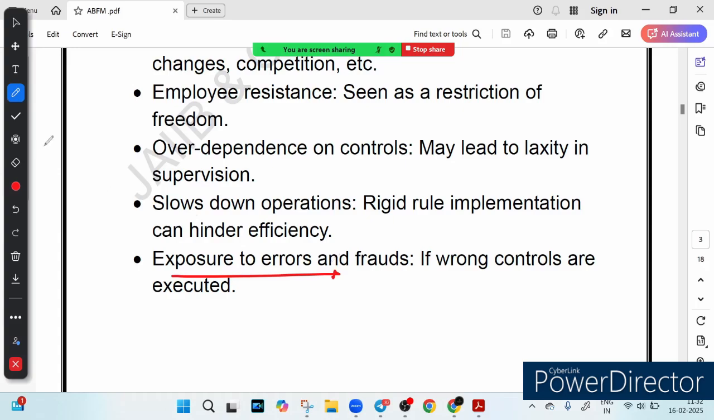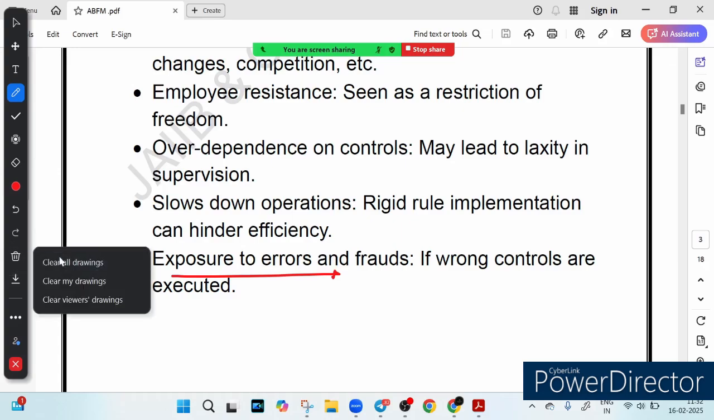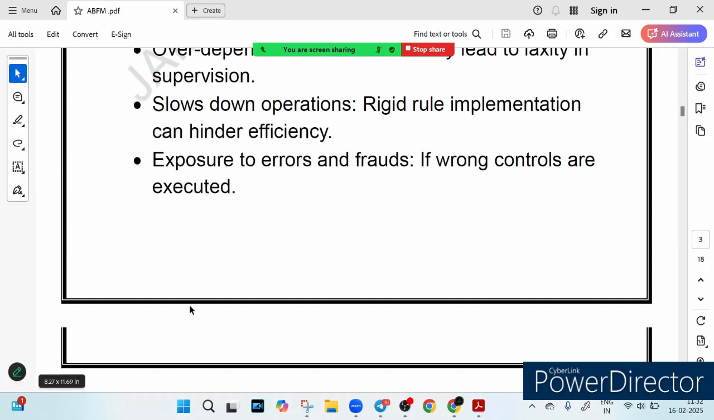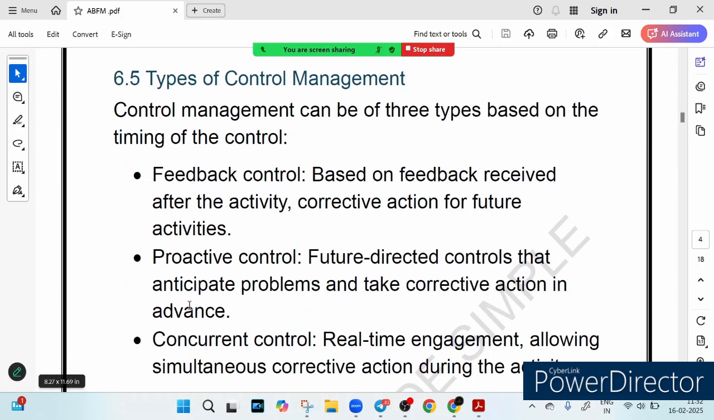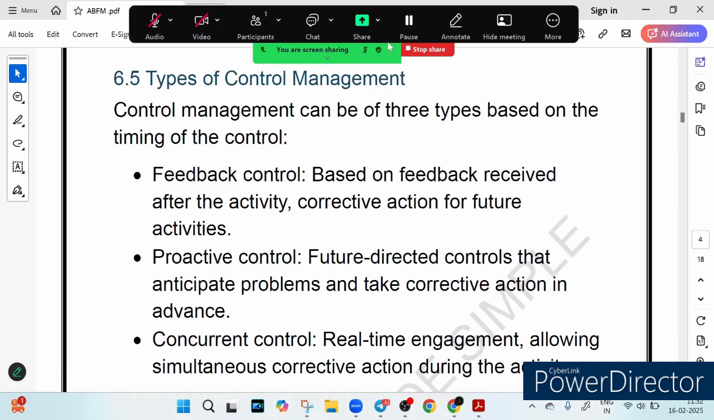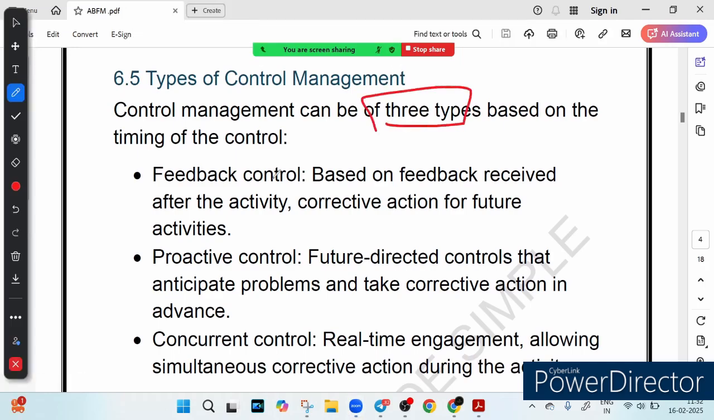Now let's talk about the types of control management. So now we know the advantages and the major disadvantages of it. Control management can be divided into three types. The first is called feedback control. Feedback control means after the activity, so we can write it: after the activity.